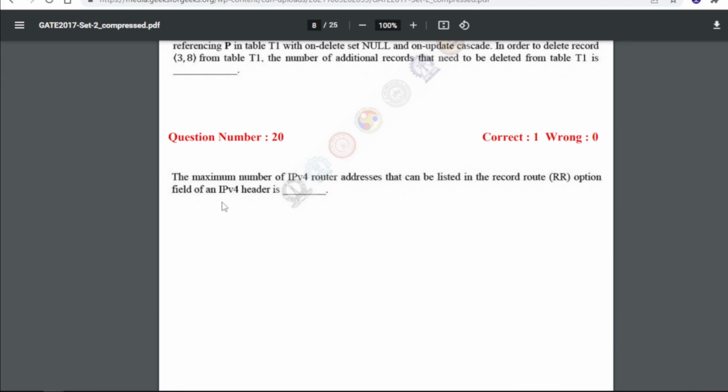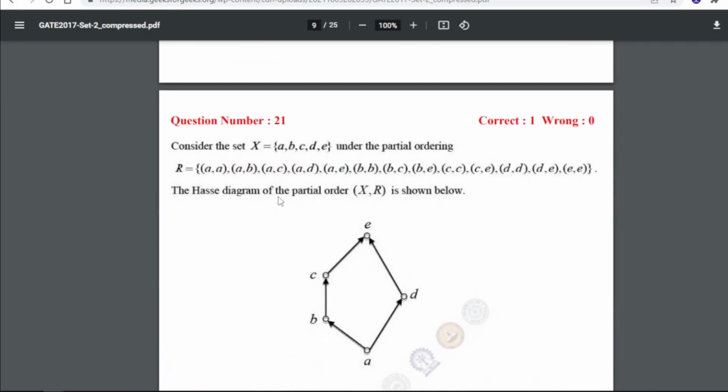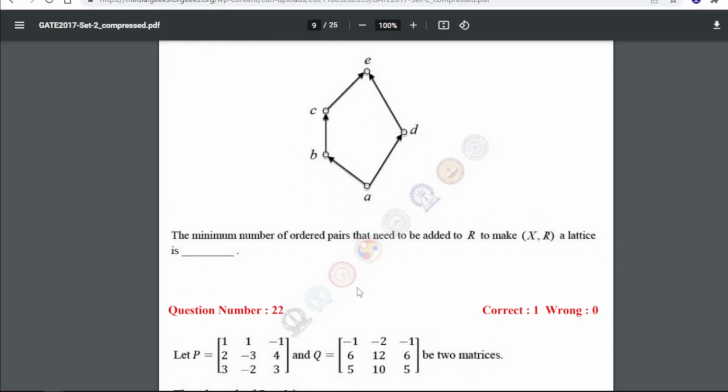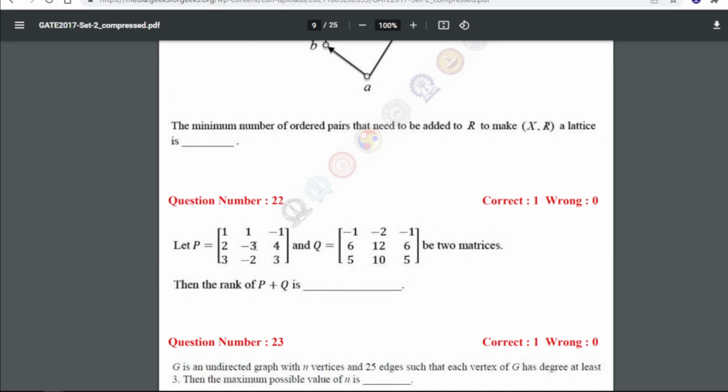20: the maximum number of IPv4 router addresses that can be listed in the Record Route (RR) option field of an IPv4 header is... So for 20 our answer will be 9.0. Now 21: consider the set X = {a, b, c, d, e} under the partial ordering R. The Hasse diagram of the partial order (X, R) is shown below. The minimum number of ordered pairs that need to be added to R to make (X, R) a lattice is... So for 21 our answer will be minus 0.01 to 0.01, right? So that will be the range.